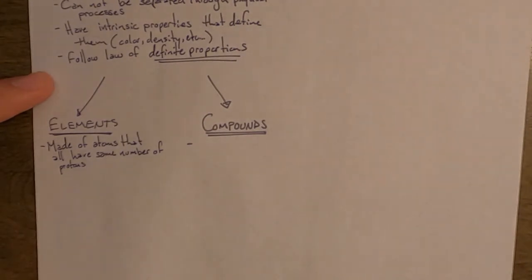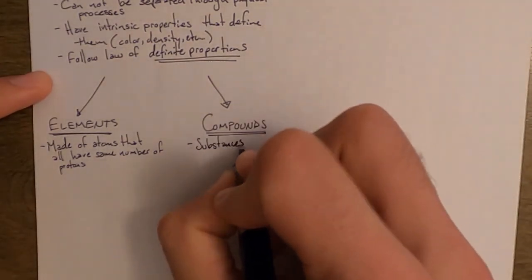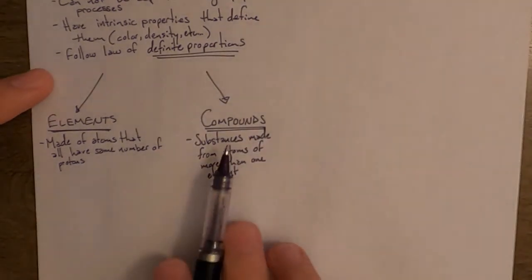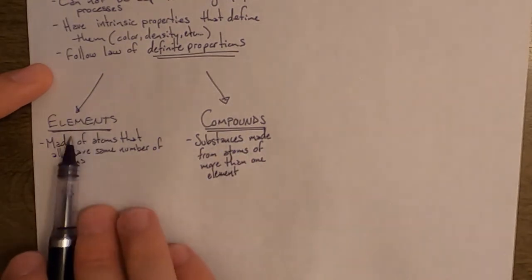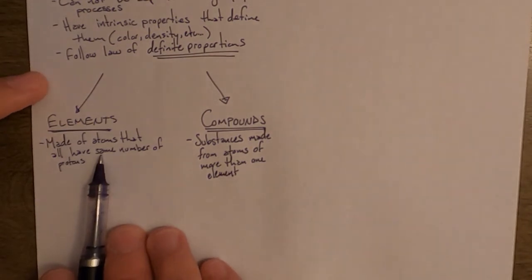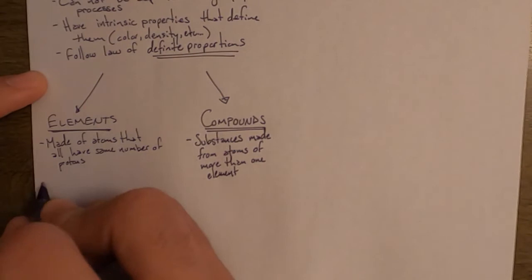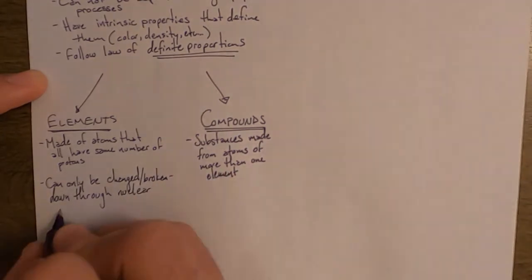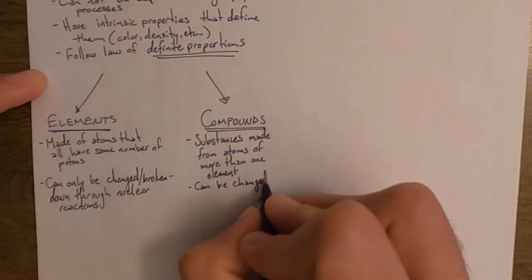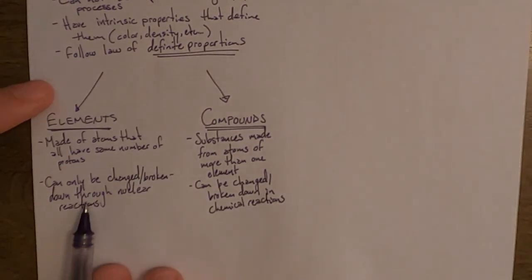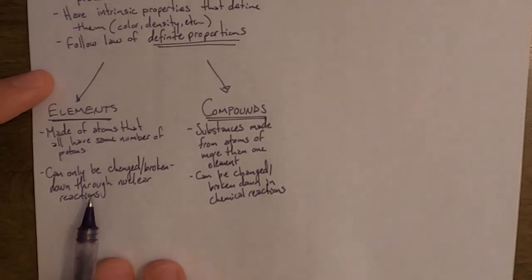Compounds are substances that are made from atoms of more than one element. A compound can be chemically broken down into its elements. Elements cannot be broken down through a chemical reaction. They can only be broken down or changed through a nuclear reaction. Examples of elements would be anything that is on the periodic table, and I had carbon before.